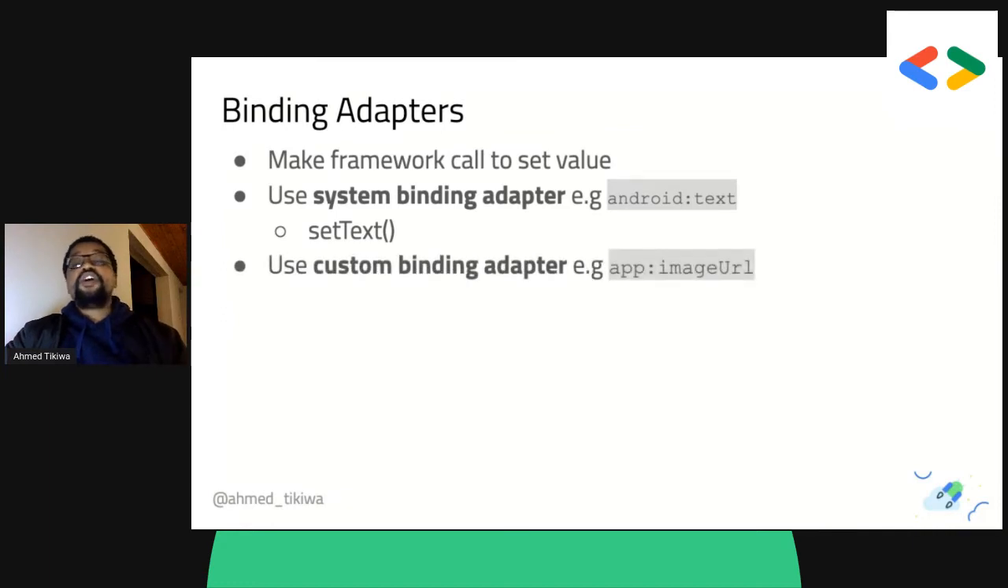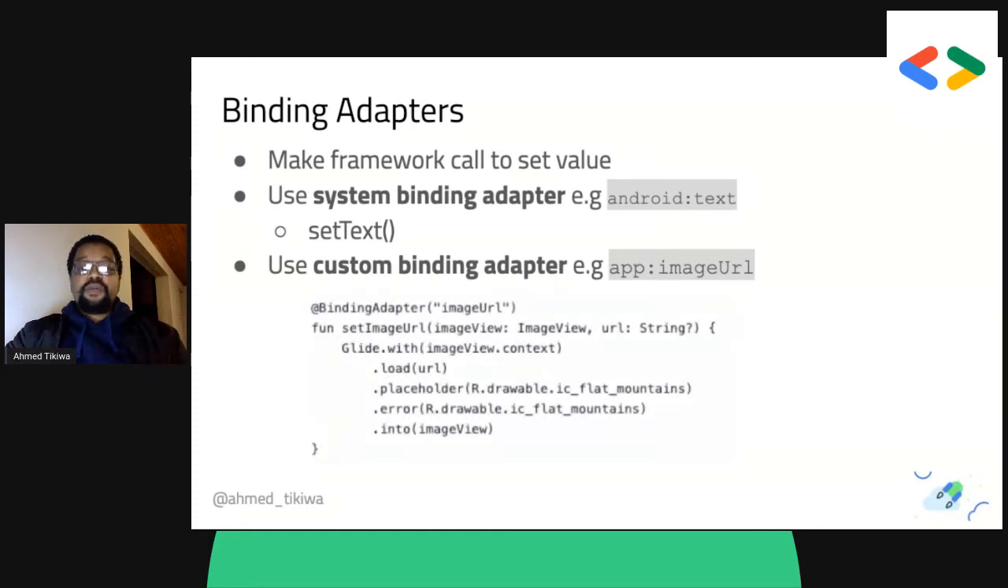You can also define your own custom binding adapters. For example, in my case, I created a binding adapter for imageUrl. This is how it looks. You basically create a file that will contain all your binding adapters. You annotate it with @BindingAdapter, and then within there, you specify what you want to bind to. So I'm binding this to imageUrl. Every time app:imageUrl is triggered or defined in my layout, this binding adapter will then be triggered.